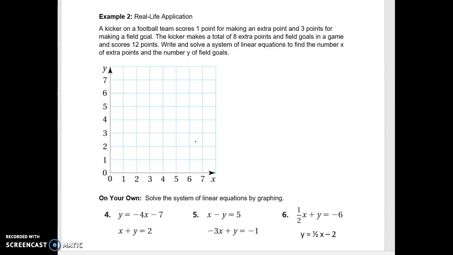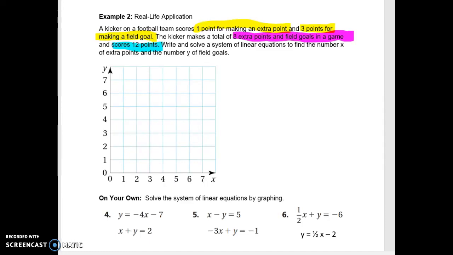On example 2, it says a kicker on a football team scores 1 point for making an extra point and 3 points for making a field goal. The kicker makes a total of 8 extra points and field goals in a game, and he scores 12 total points. Write and solve a system of linear equations to find the number x of extra points.